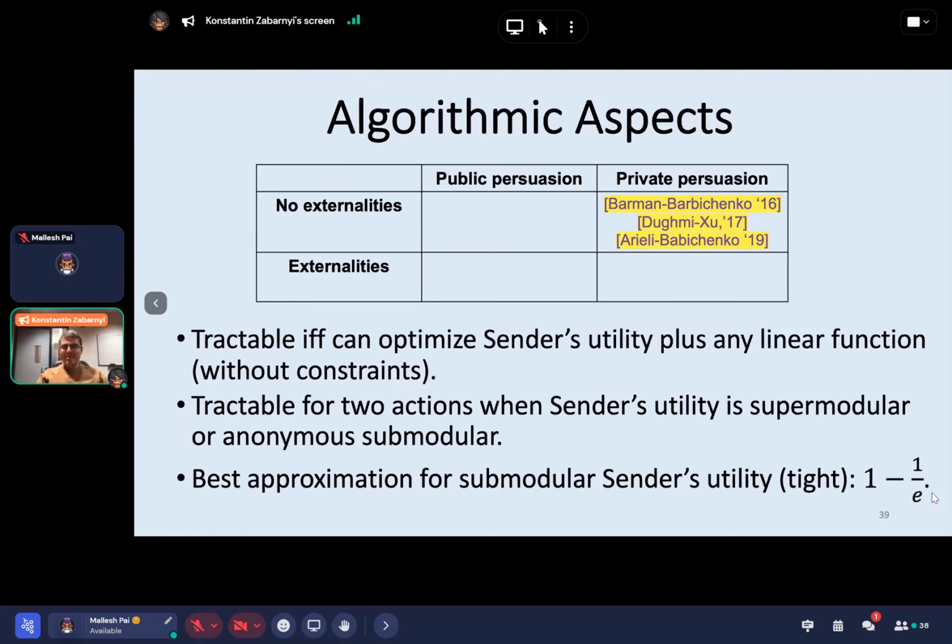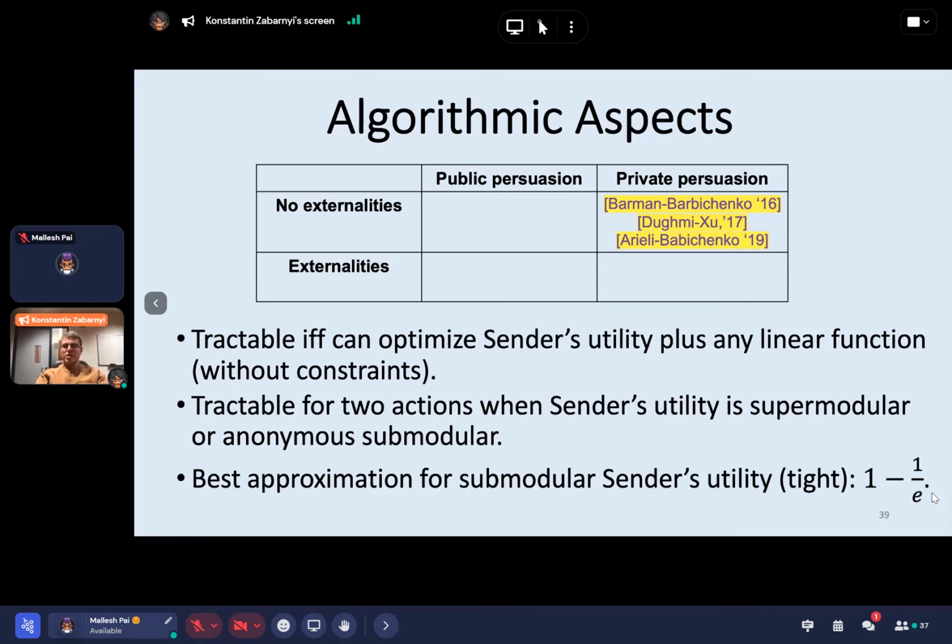So the simpler setting is no externalities, which means that there are multiple receivers, but the utility of each receiver only depends on the true state and her own actions. But it's independent of the actions of the other receivers. If we drop this assumption and allow the utility of a receiver to depend also on the actions of other receivers, then we are in a much harder problem. So let's start with the private persuasion non-externality case.